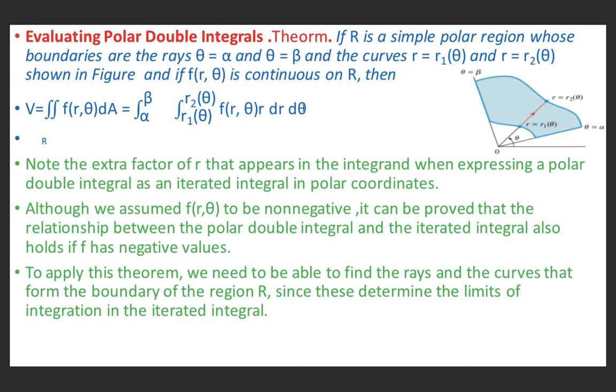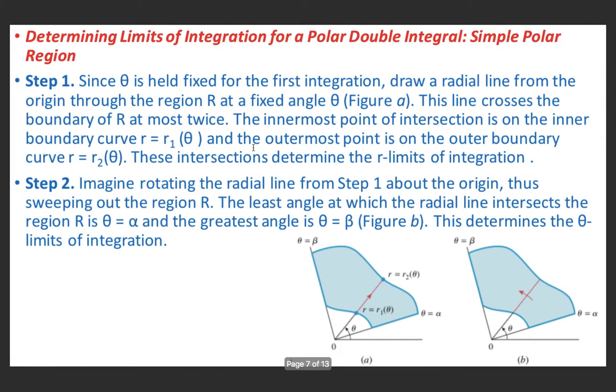So to evaluate polar integrals, we will calculate them in terms of iterated integrals, and for this we should know how to calculate the values of alpha, beta, r1(theta) and r2(theta), which are the limits of integration in these iterated integrals. Now we will learn how to determine these limits.